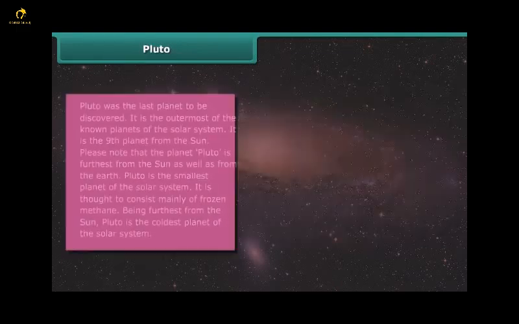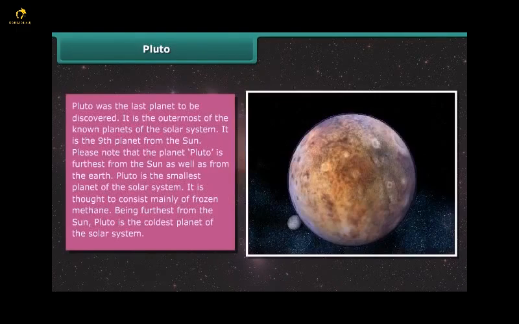Pluto. Pluto was the last planet to be discovered. It is the outermost of the known planets of the solar system. It is the ninth planet from the Sun. Please note that the planet Pluto is the farthest from the Sun as well as from the Earth. Pluto is the smallest planet of the solar system. It is thought to consist mainly of frozen methane. Being farthest from the Sun, Pluto is the coldest planet of the solar system.